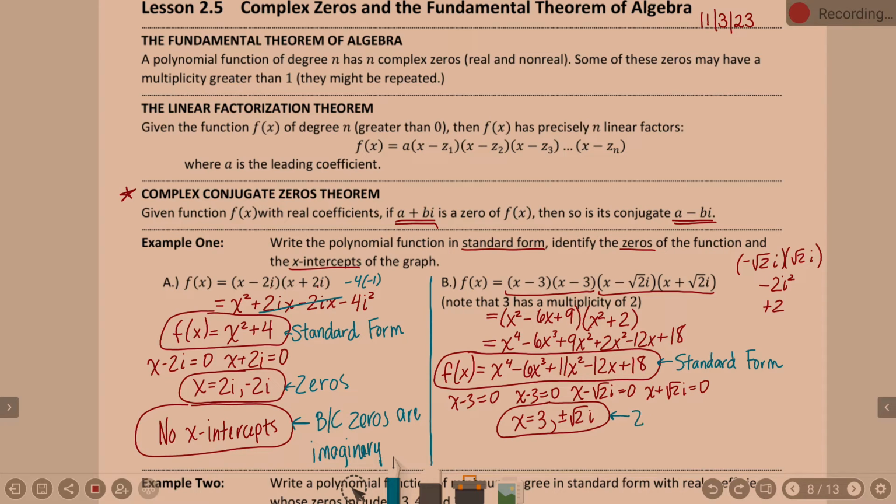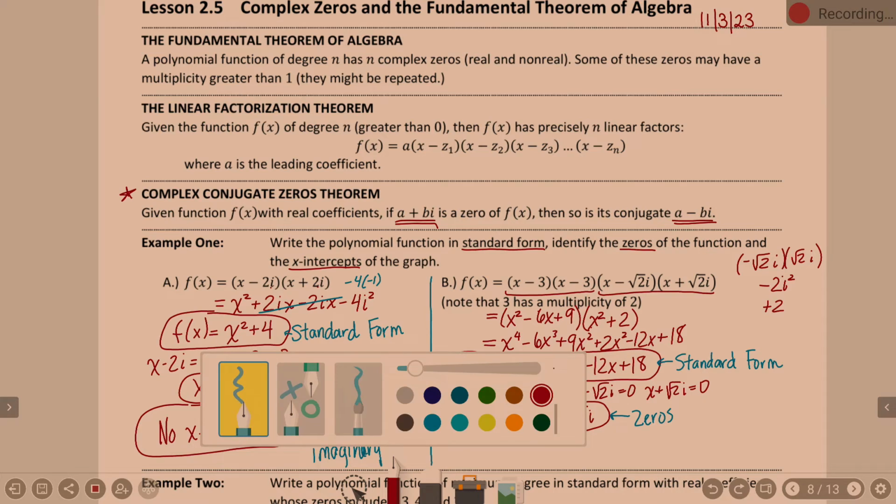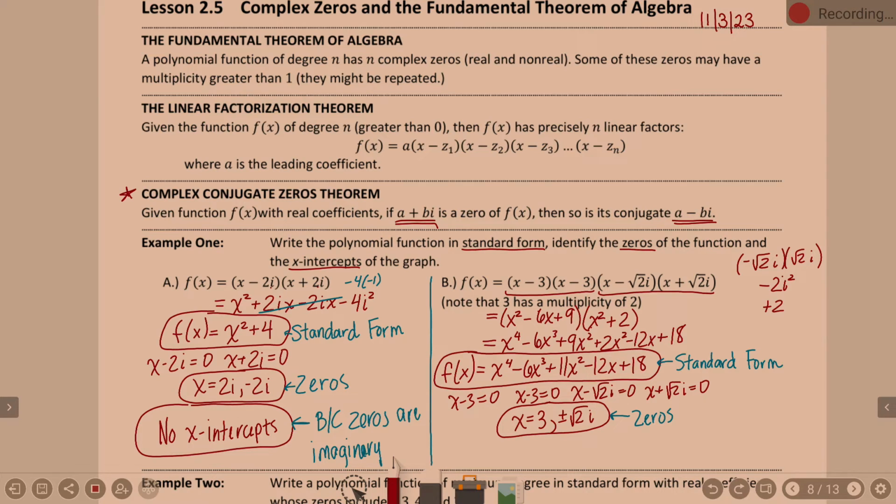Now, how many zeros do I have? 3. Technically, how many should I have? 4. However, I'm going to argue we do have 4. Because, what do you know about 3? There's 2 of them. It occurred twice, right? 3 has a multiplicity of 2. Okay, and so that counts double, so to speak. Okay, so I had 4 factors. I have 4.